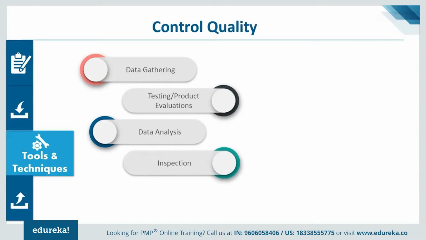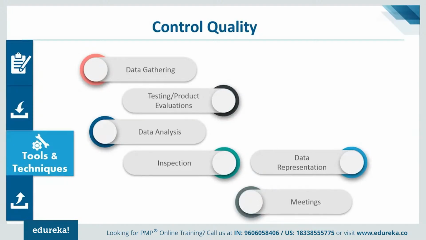Inspection. So I need to regularly go on inspecting and adapting as well. There are various opportunities through which we can do the inspection. Whatever you have committed, how are you going to do the inspection? That would be a part of your plan, so you can refer to that. And you would also represent that data. Again, data representation, we already covered the various ways through which we do that. And of course, the meetings. So those are the tools and techniques that we can use as a part of control quality.